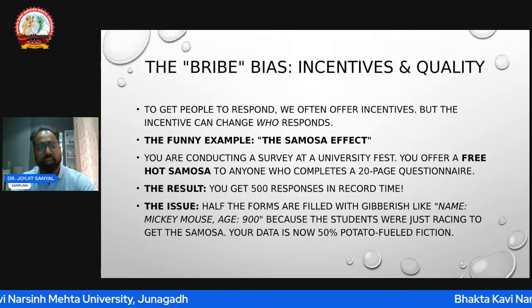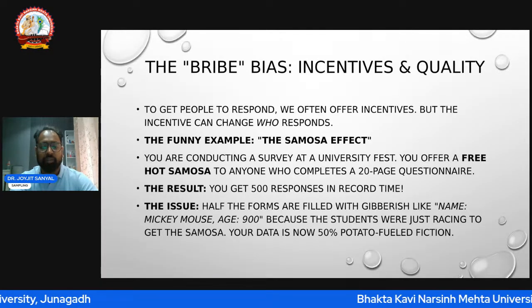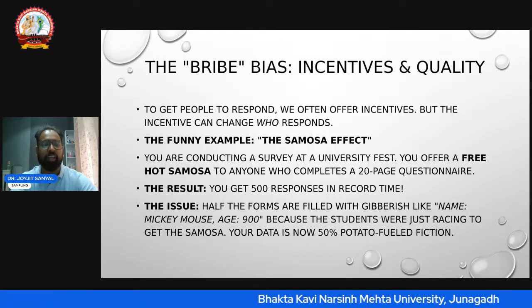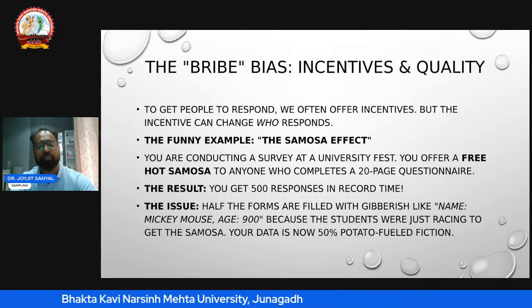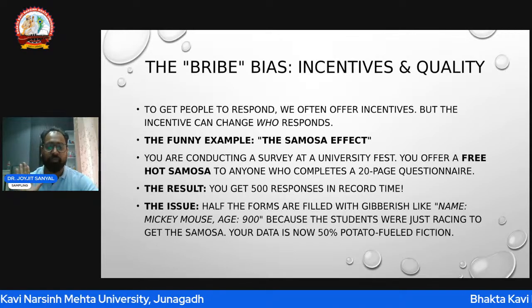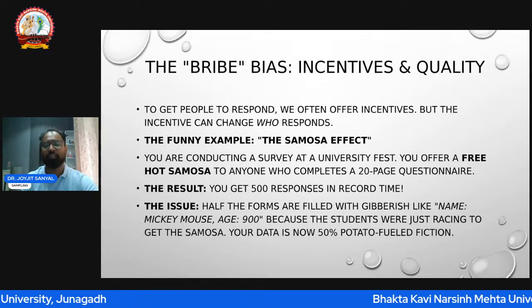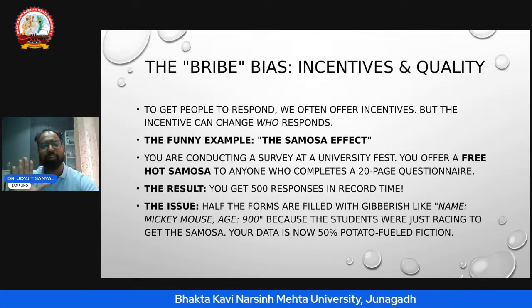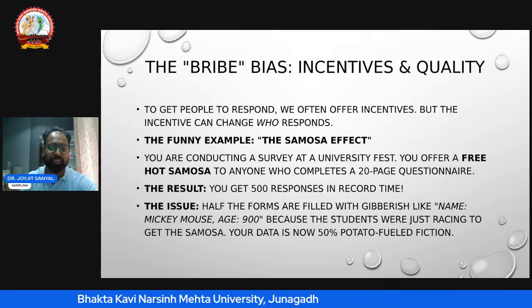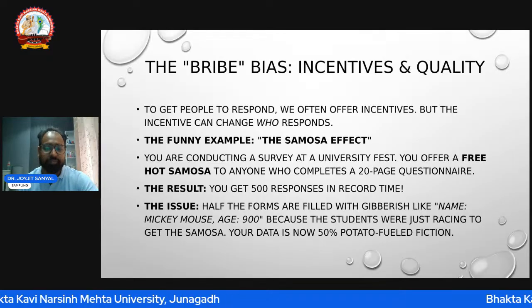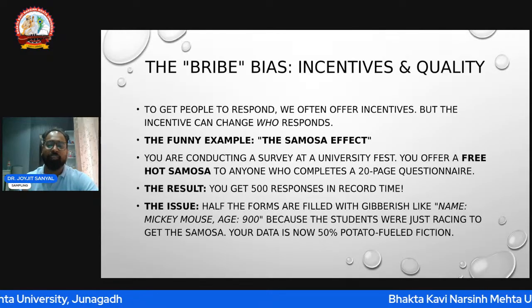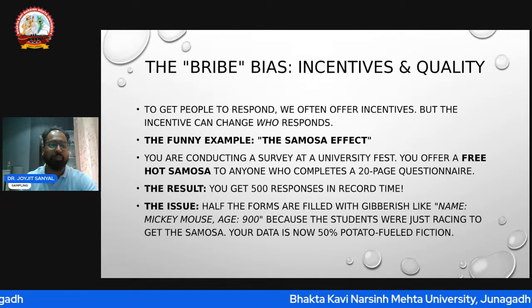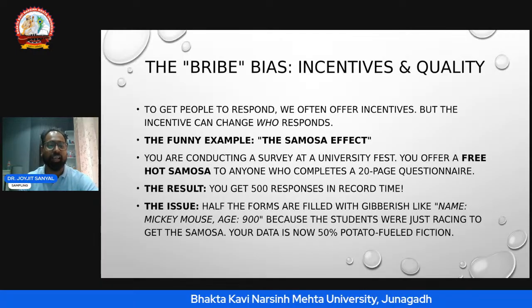If you had not offered the samosa the next day, you would never have got this much response. But here you have got 500 responses within a very short period of time. What did you spend? You spent on the samosa to get the responses. Your study is over. Your target was 500. You have done it. Finally, congratulations. But you see the issue now. Half the forms are filled with gibberish like name: Mickey Mouse, Donald Duck, age 900 years, 500 years.